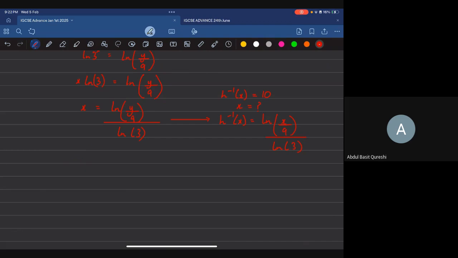Should I cancel out the ln's with each other? I don't know, sir. All right, we can even try that. You can even try to cancel out the ln's with each other. Usually we don't do that, but you can try to cancel it out using this. But what we try to do is you're going to have 10 is equal to ln of x over 9 over ln of 3.